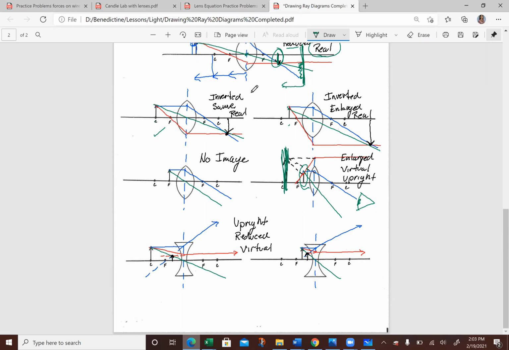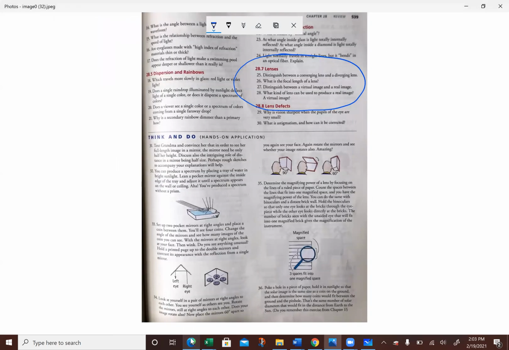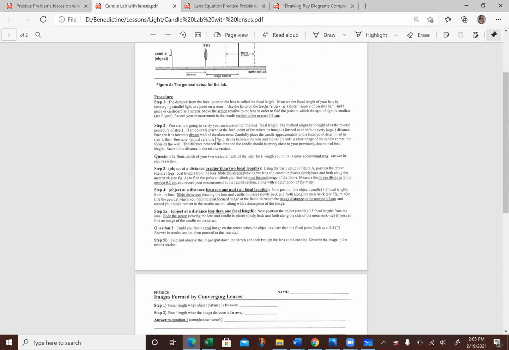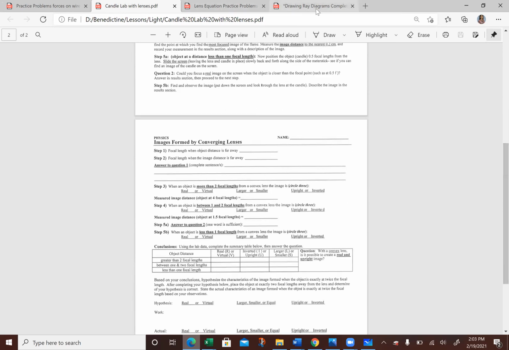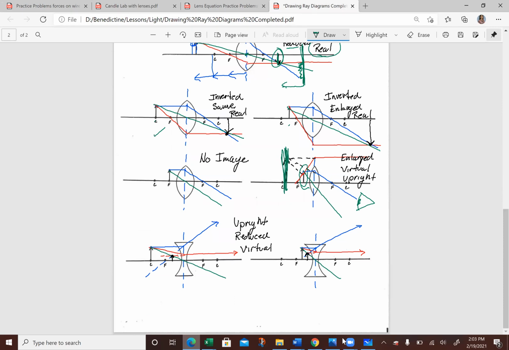So real images can only be created by the converging lens, which matches our definition of a real image. And when I'm inside the focal point of a converging lens, do I get virtual images? All righty. So what you're going to do in the lab, again, is move the object, which is your candle, to different places and see if what we drew on these ray diagrams makes sense. That's what you're going to see.